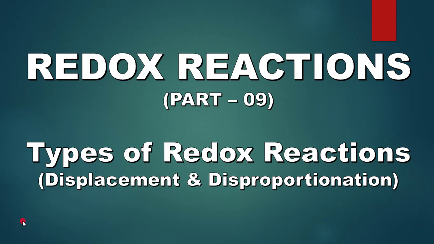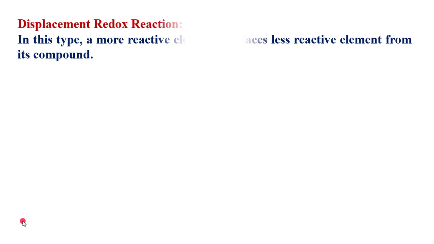Here we'll continue the types of redox reactions. In the previous session we discussed combination redox reactions and decomposition redox reactions. In this session we'll continue with displacement and disproportionation redox reactions. Let's see what we mean by displacement redox reactions. In this type, a more reactive element displaces a less reactive element from its compound.